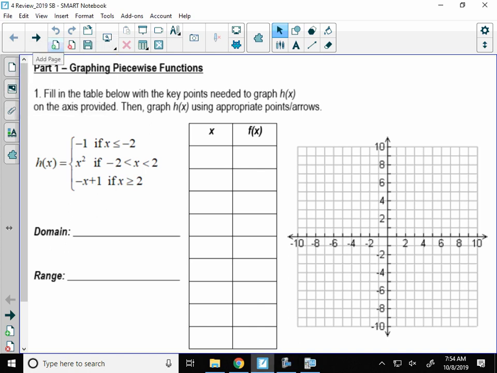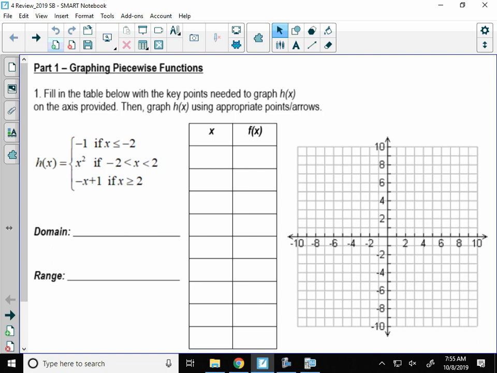This is the review for the piecewise function unit. There's 4 parts to this review. There is graphing, which is part 1, which we're gonna do first. So it says fill in the table below with the key points for h of x and then graph. All right, so we have h of x.